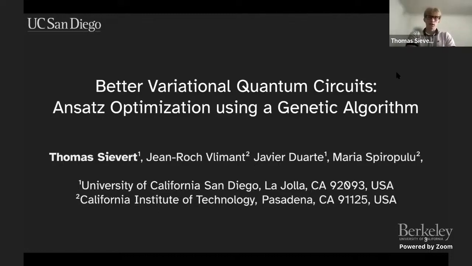So the title of my talk is Better Variational Quantum Circuits: Ansatz Optimization Using a Genetic Algorithm. As we go through, it'll explain more about each of those pieces. And this is a collaboration of work between UC San Diego and Caltech.